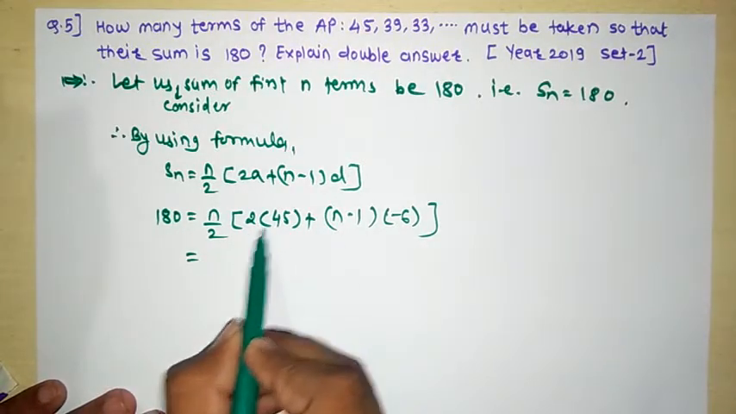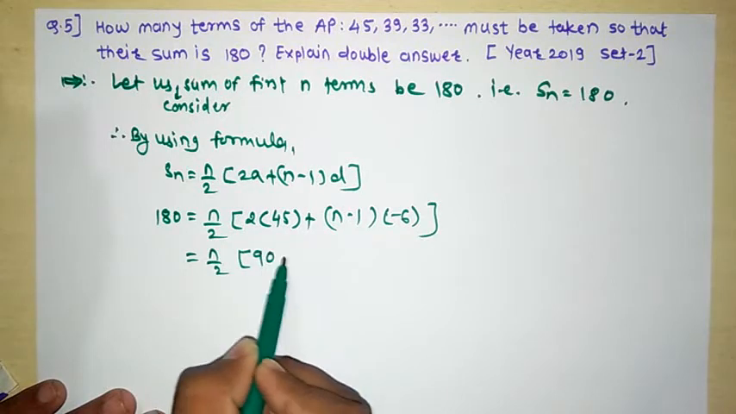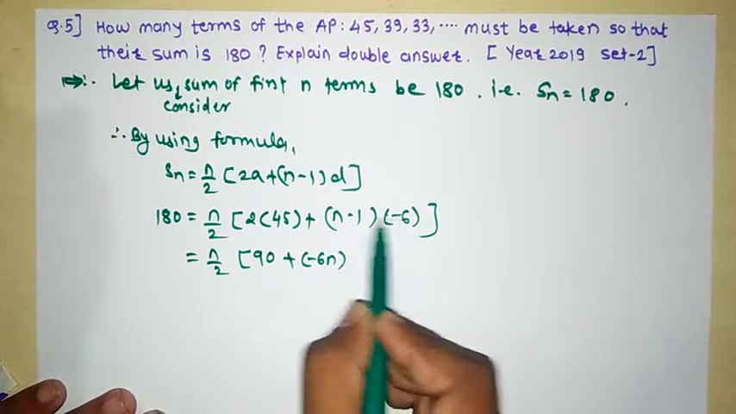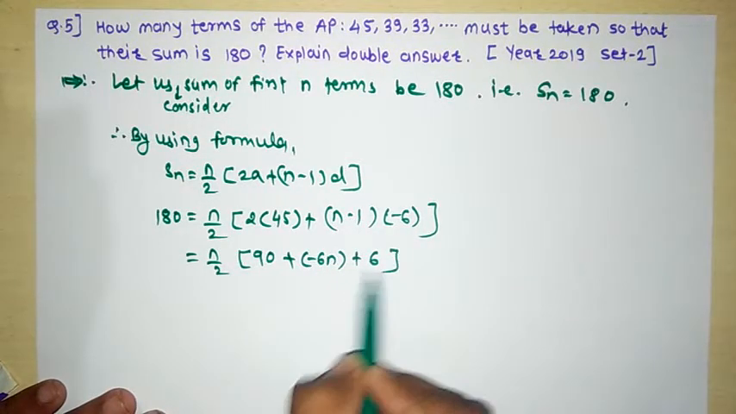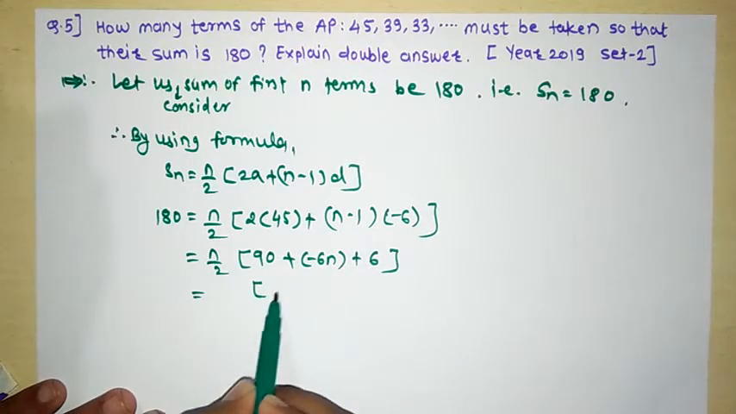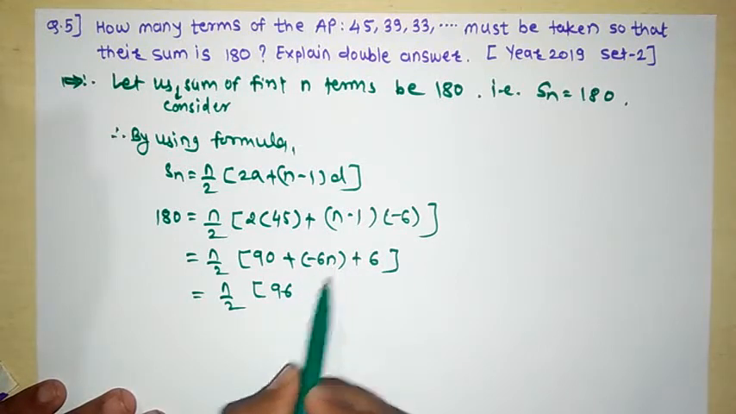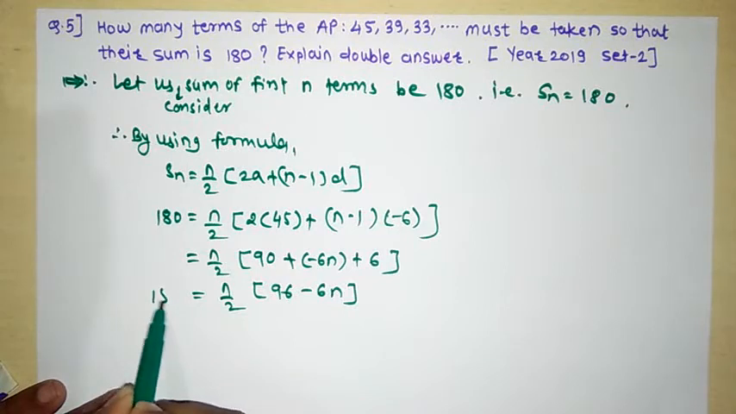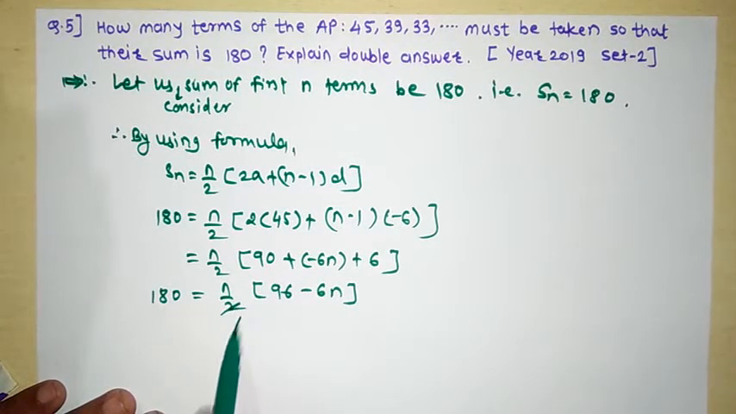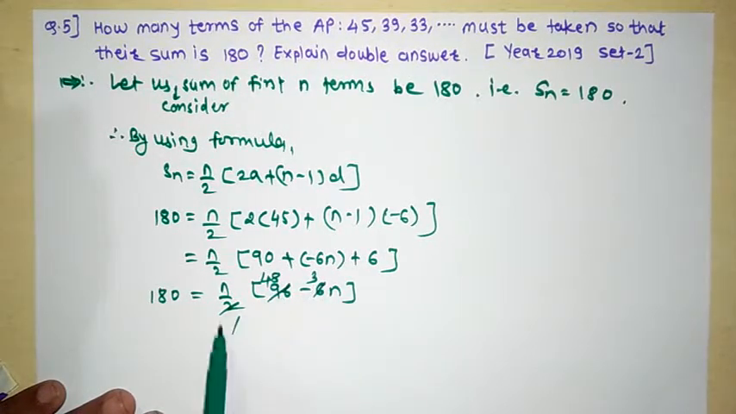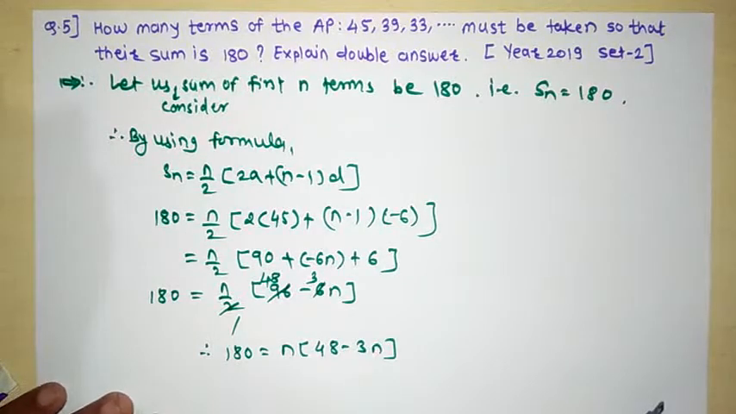See here, now 2 into 45 is equal to how much? That is 90 plus minus 6 into n, which is equal to minus 6n, minus 6 into minus 1, which is equal to plus 6. Now 90 plus 6 is equal to 96, n by 2 as it is, and this minus 6n as it is, and this is 180. Now 2 1s are 2, 2 4s are 8, 2 8s are 16, and 2 3s are 6. Therefore we got here 180 is equal to n into 48 minus 3n.